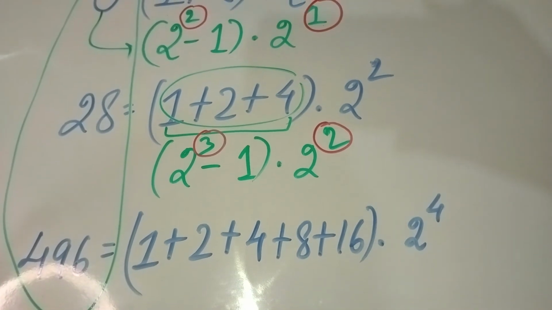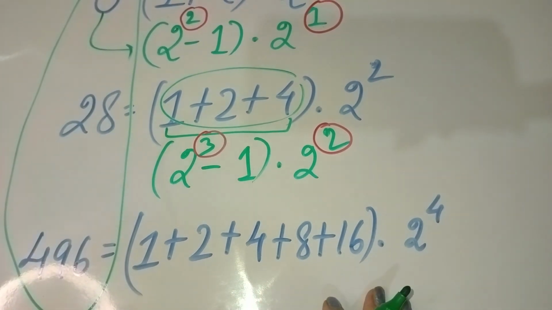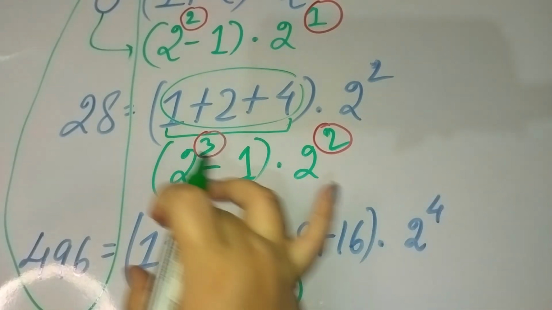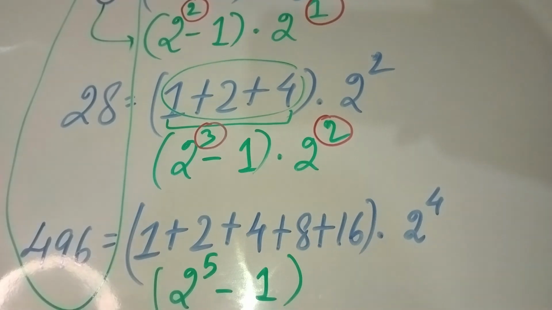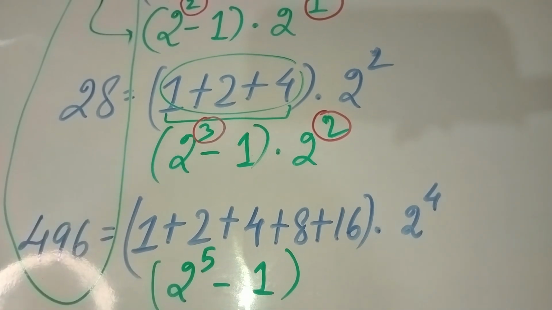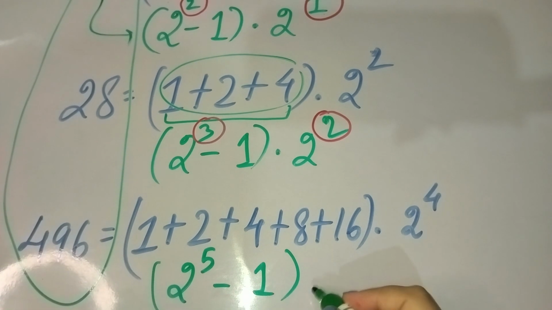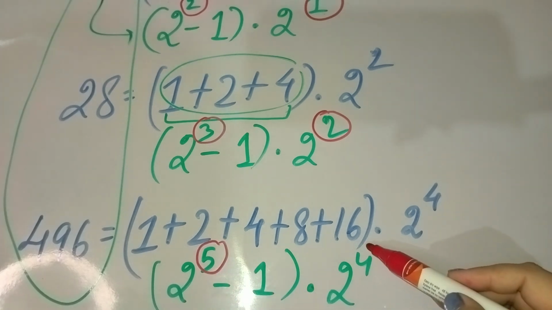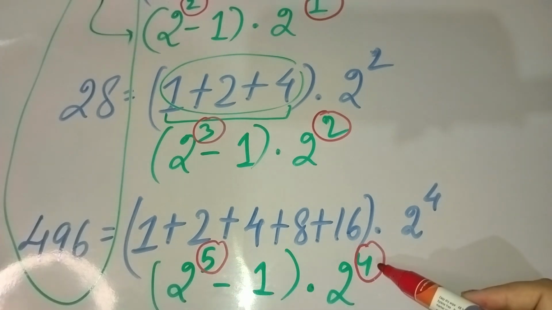And then 496. 1 plus 2 plus 4 plus 8 plus 16, I can write it as 2 to the power 5 minus 1, because the sum of this is equal to 31, and 2 to the power 5 is 32, minus 1 is 31. Then we'll multiply it with 2 to the power 4, and again you can see that this is 5 and this is 1 less than 5, which is 4. So again we have proved that formula of perfect number, right?